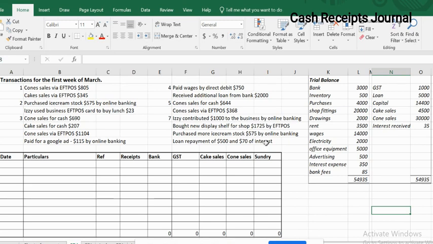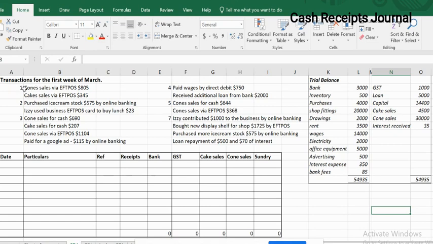So we're going on first of all to the cash receipts journal. There's a separate video for the cash payments journal. I've got here a list of transactions, and these are for the first week of March. I've got my cash receipts journal here ready to go, and I've also got the trial balance here to use as well.